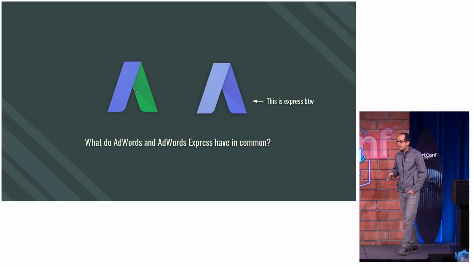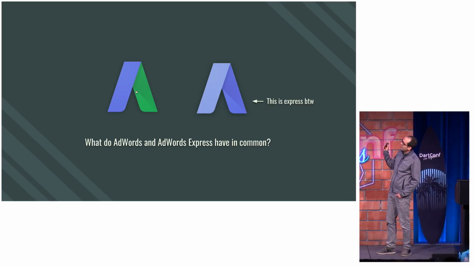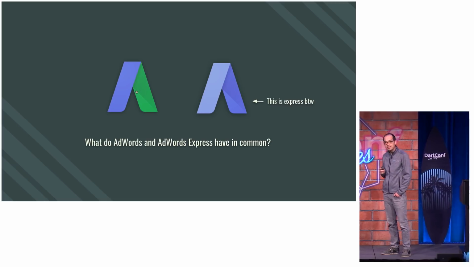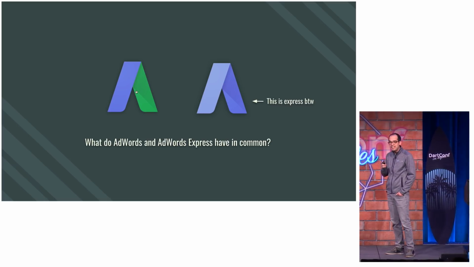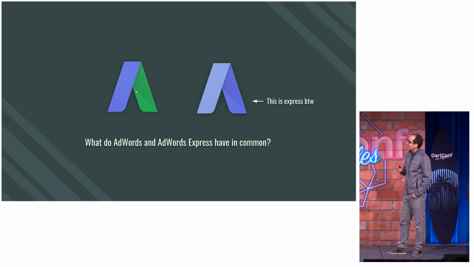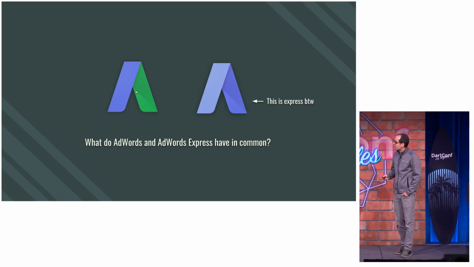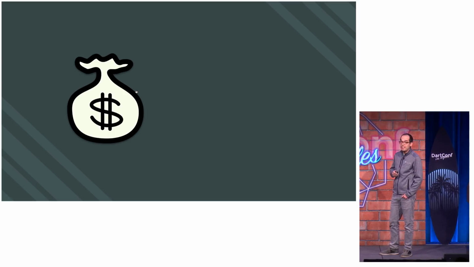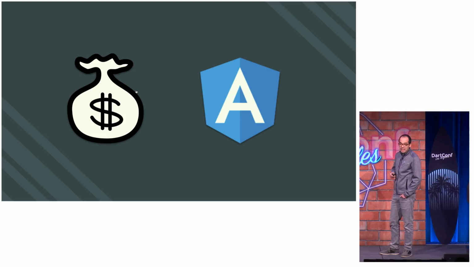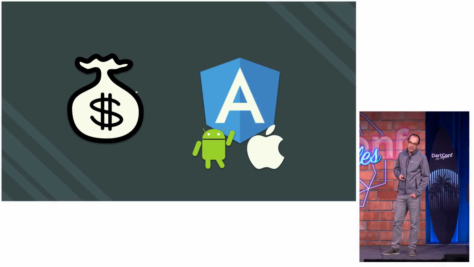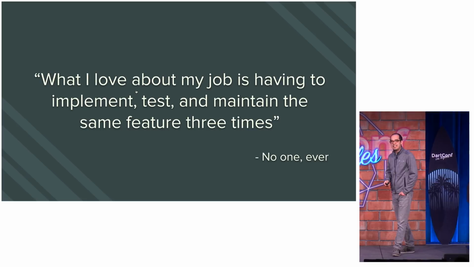Google has a lot of apps, and two of them, you may not have heard of them. They are AdWords and AdWords Express. Yes, there is an AdWords Express, and yes, they are different. But they have some things in common. And two of them are, they make a lot of money. And the other thing is they are built on AngularDart. And they also have Android and iOS native apps, which means that we have 3 code bases. Awesome. Awesome because I get to do the same thing 3 times, every single time, and hate myself a lot.